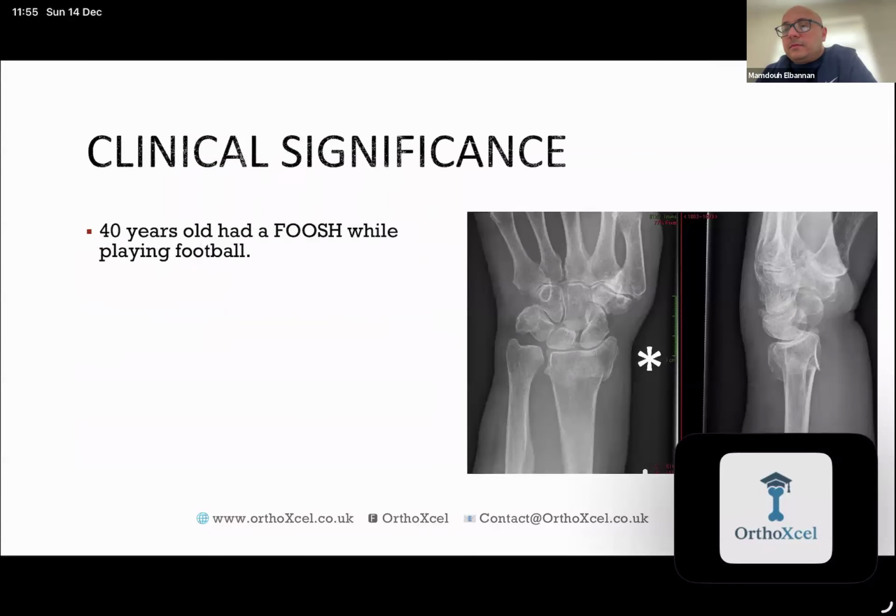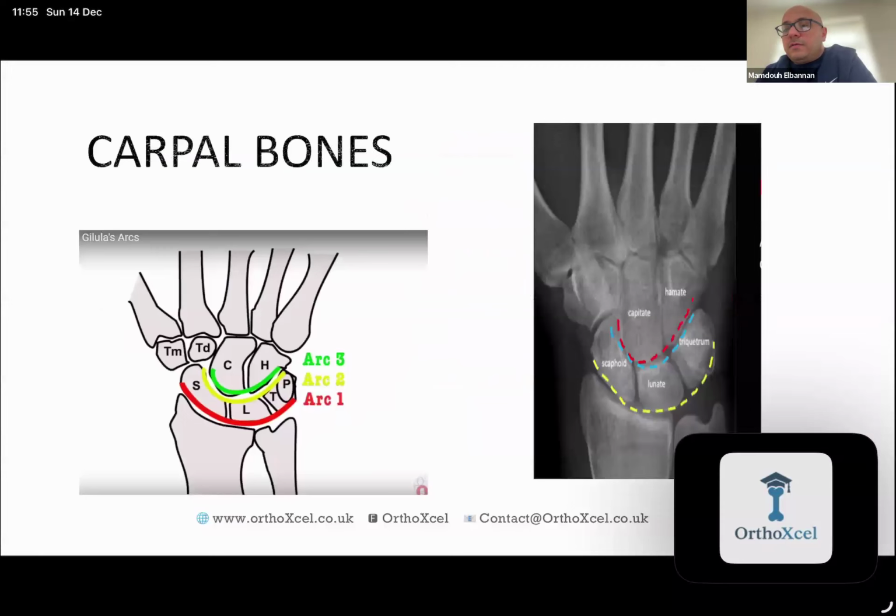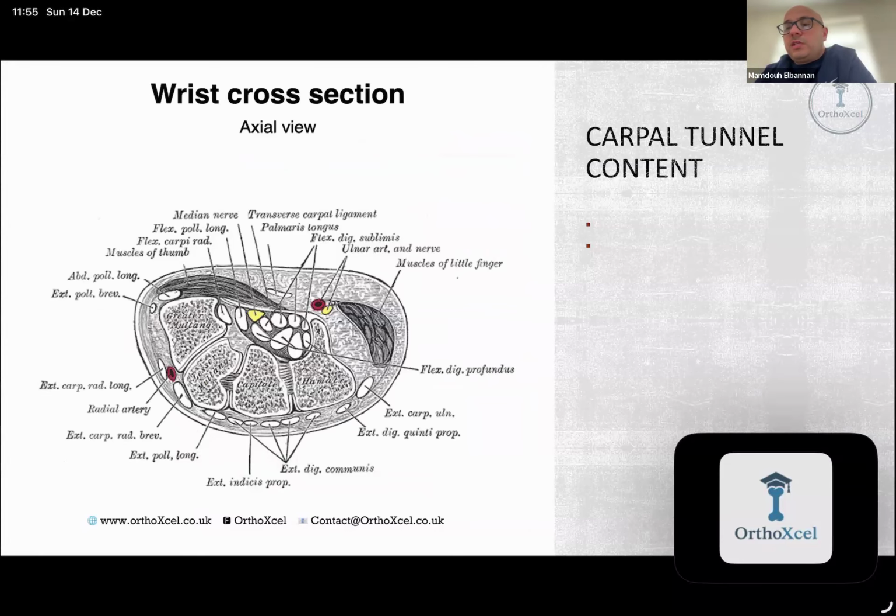Going back, for the wrist, what you need to know about the wrist. Most questions are around carpal tunnel. And what you need to be aware of: what are the structures passing under the transverse carpal ligament, and what are the structures not included in it.